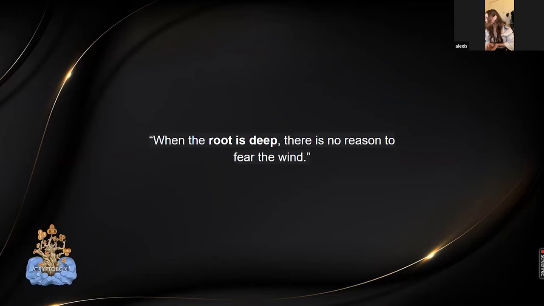All right, so to wrap today's module up, I feel like this quote really explains the whole point of this first module: when the root is deep, there's no reason to fear the wind. And why I put this quote here is because we are learning the basic understanding of trading first, before we jump into technical analysis, so you'll know exactly what is going on from the foundations itself.